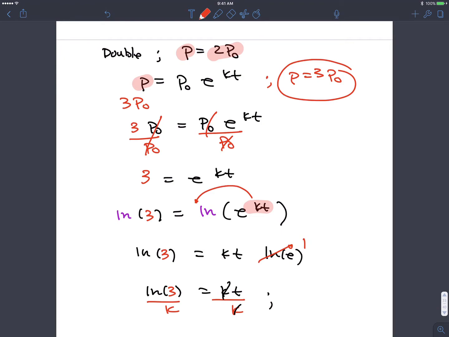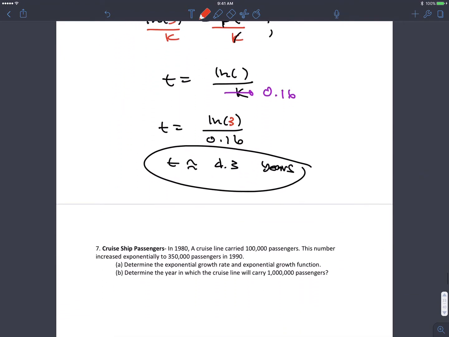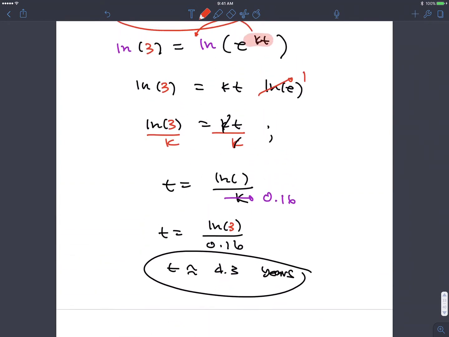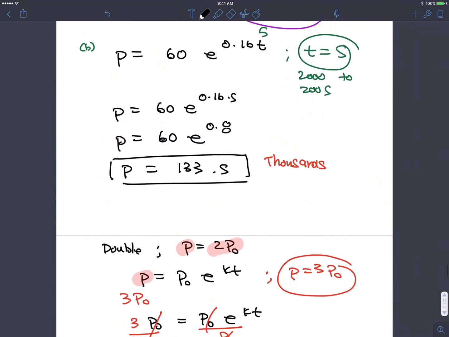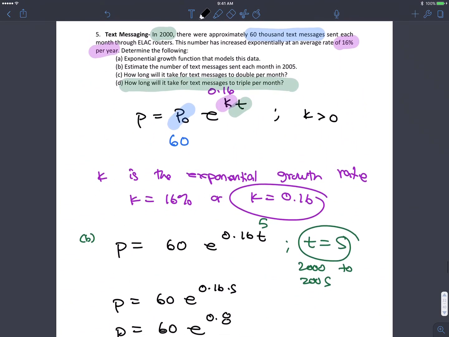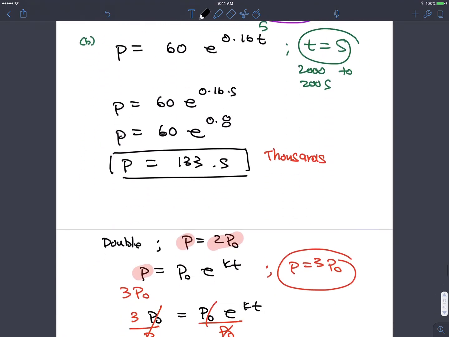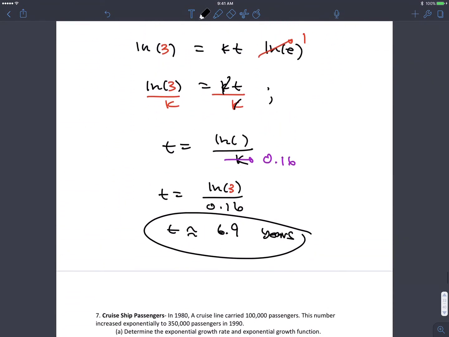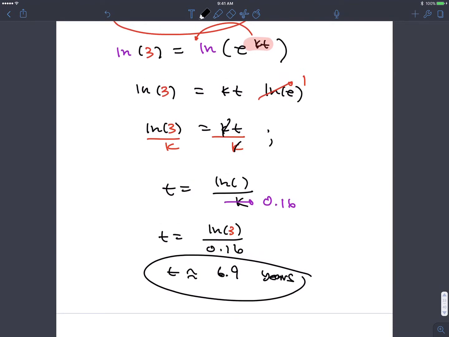And again, you get this equation. We just have to change this value, find out what natural log 3 is, and divide by 16%, and we get 6.9 years. So it's about 6.9 years for the population to triple, or the number of text messages to triple, to go from essentially 60,000 to really 180,000. So this is how we handle the tripling situation. This is an exponential growth model.